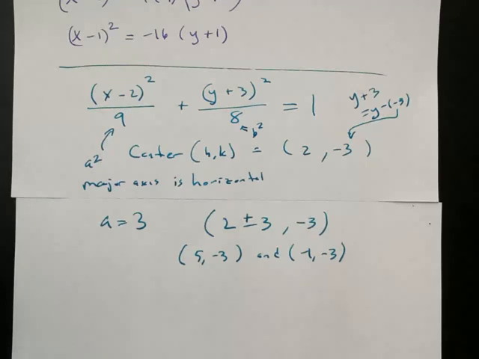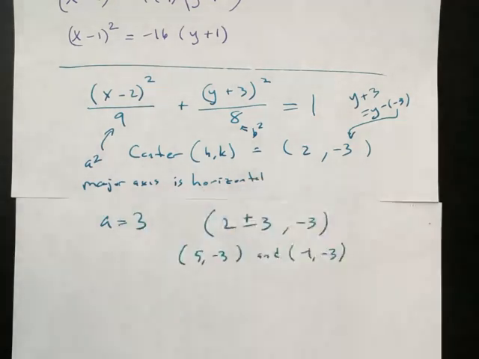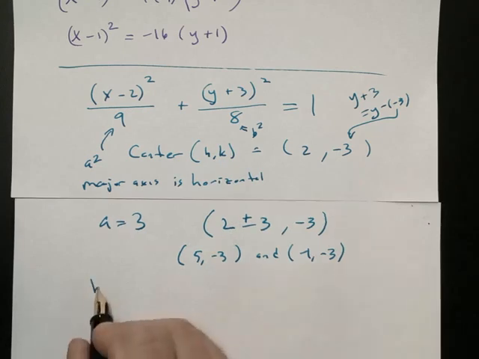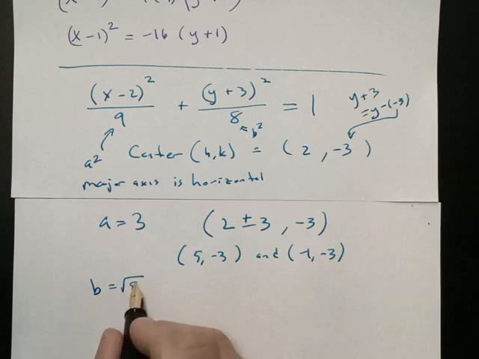My minor points. If the major is horizontal, then the minor is vertical. And that comes from B. Now, you can leave this as the square root of 8. You could simplify it to be 2 square root of 2. You could write a decimal, 2.828, whatever the rest of it is. I'm going to leave it as the square root of 8 for the moment. What direction do I go? The square root of 8 units.